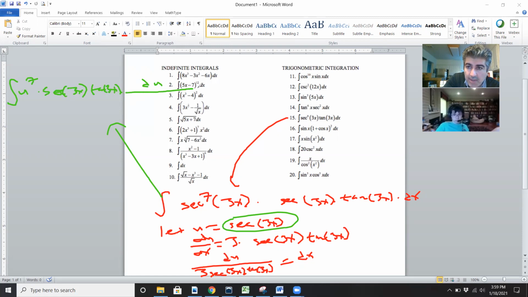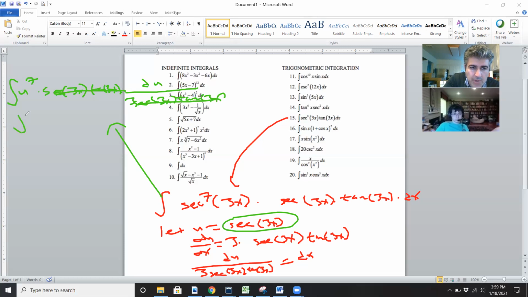But you want the junk to cancel, right? That's the whole point of this. So you just gotta be awfully careful when you're substituting. So yeah, these cancel out very nicely. There's a 3 in the bottom.